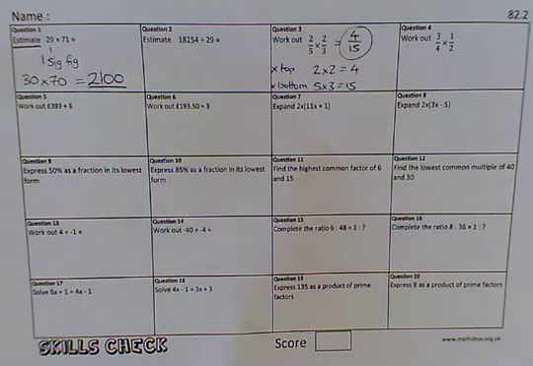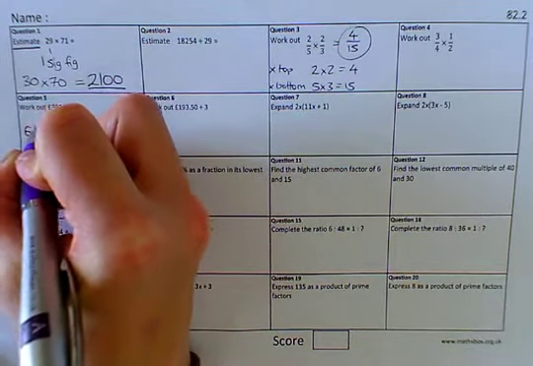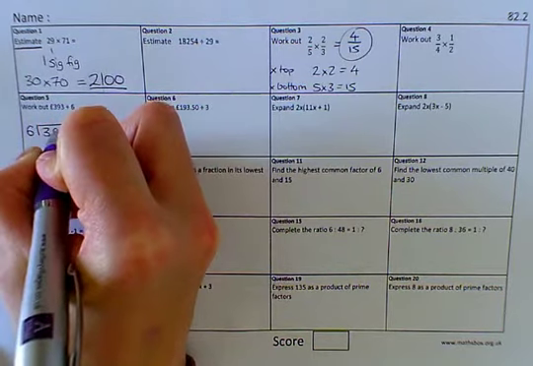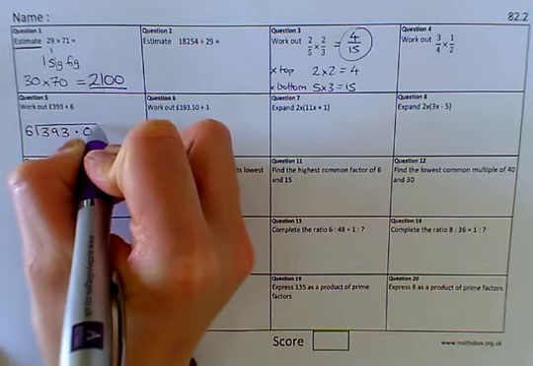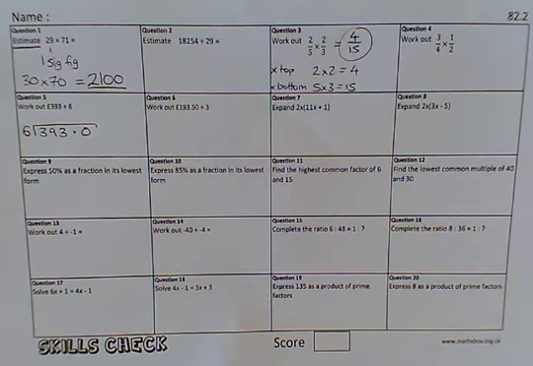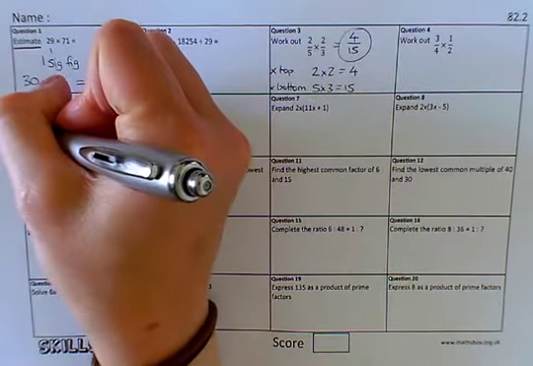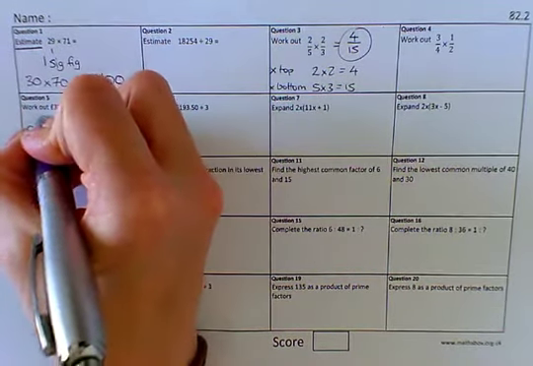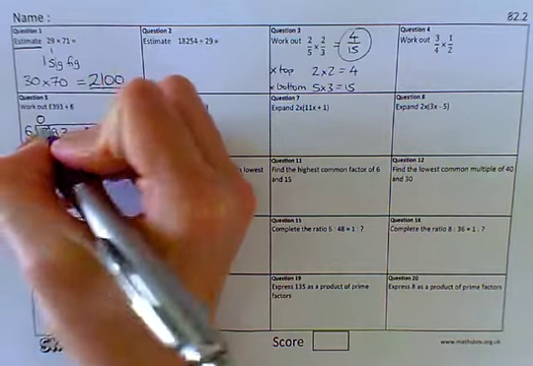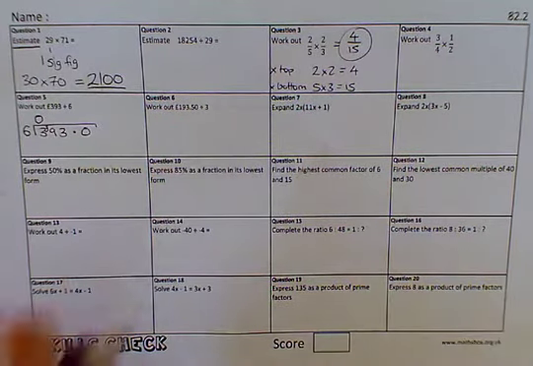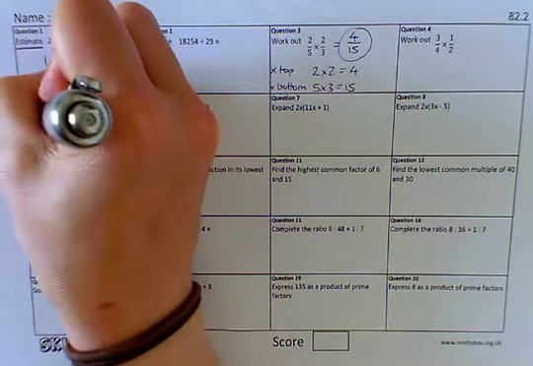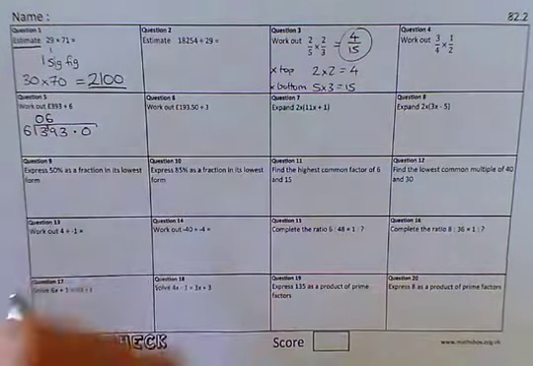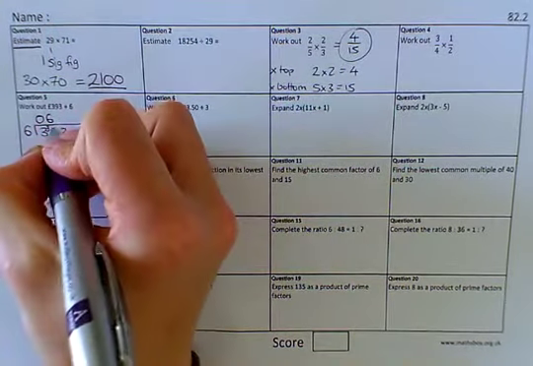Question 5, 393 divided by 6. Now I'm going to use bus stop method for this. So put the 6 outside, 393. Now I'm just going to put a 0.0 there. And 393 is exactly the same as 393.0. Now 6 goes into 3 0 times, so I carry the 3 over. 6 goes into 39 6 times, and 6 times 6 is 36, so there is 3 remaining.